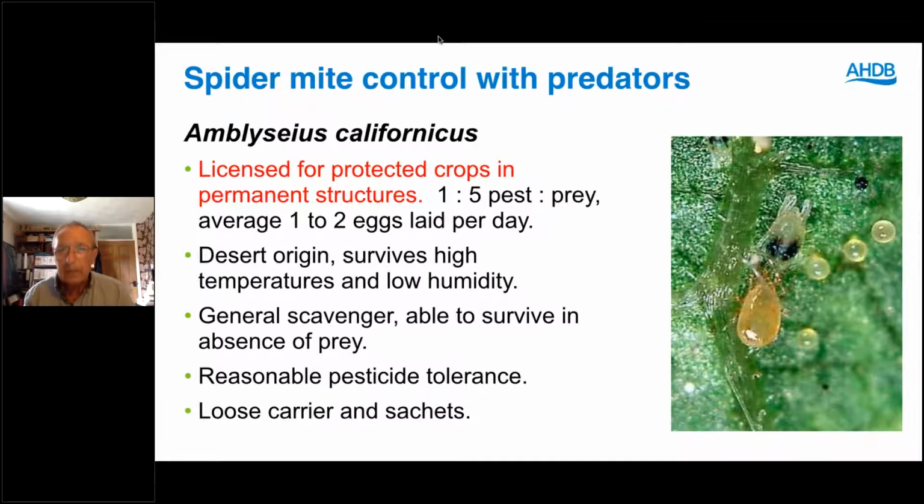The name Californicus would indicate where it comes from. So it is tolerant to high temperatures as well as low temperatures, but more importantly, it is more tolerant to low humidity. So this is a very useful predator if you can tick the right boxes for the license requirements.